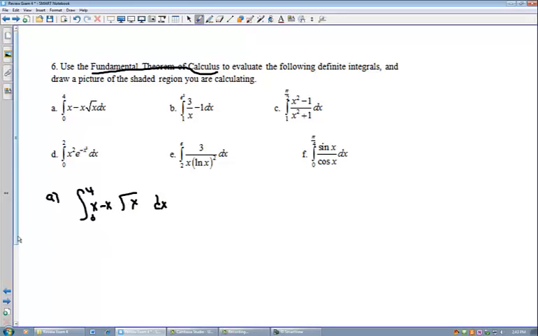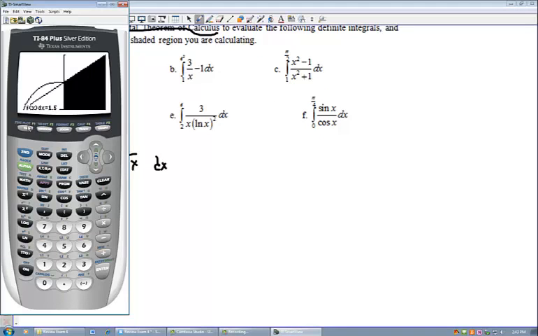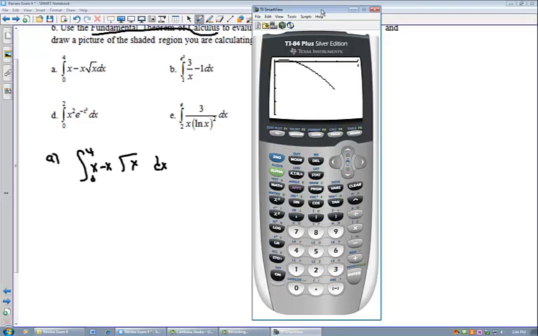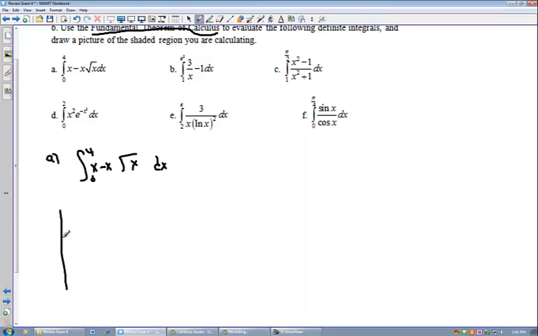And I can draw this picture. It's really easy to do on my calculator. So if you have a calculator, let's do this. Make sure you do it with me. And so I have x minus x root x, and my window is going from 0 to 4. And I'm going to zoom fit it. And so I get something that looks just like that. So let's copy it down. It looks like the area is going to be certainly negative, so it goes from 0 to 4. And I'm computing the area of this region.